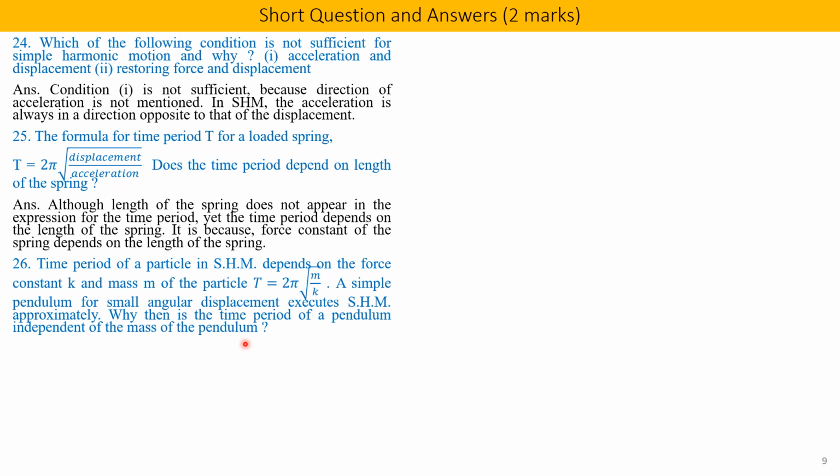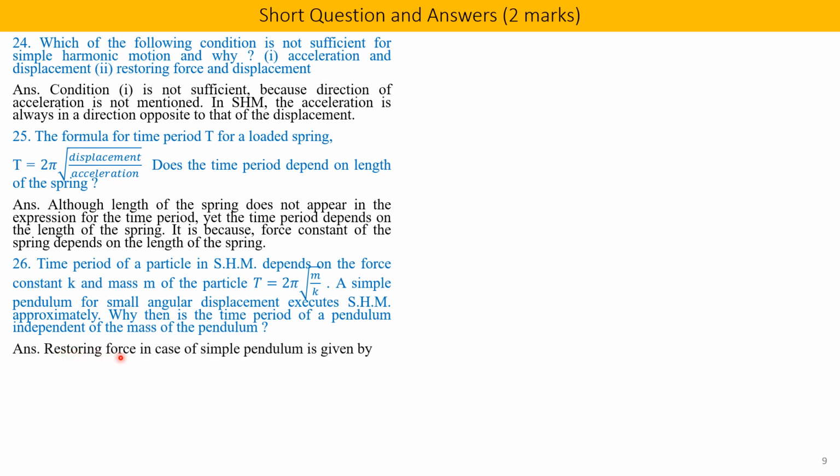So the question here is, the time period of a particle in simple harmonic motion is T equal to 2 pi into square root of m by k. Then why is the time period of a pendulum independent of the mass of the pendulum? This is a very ticklish question.